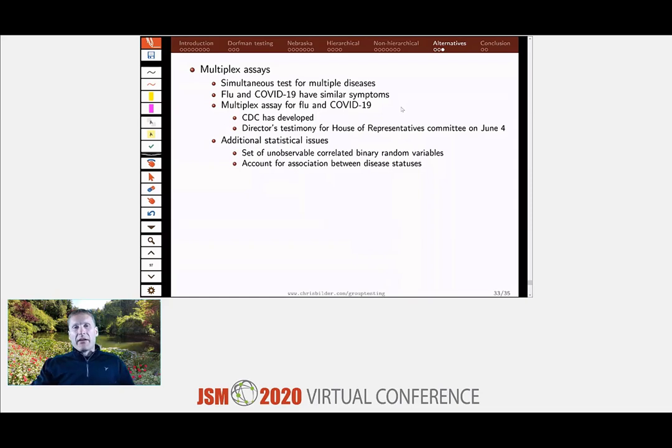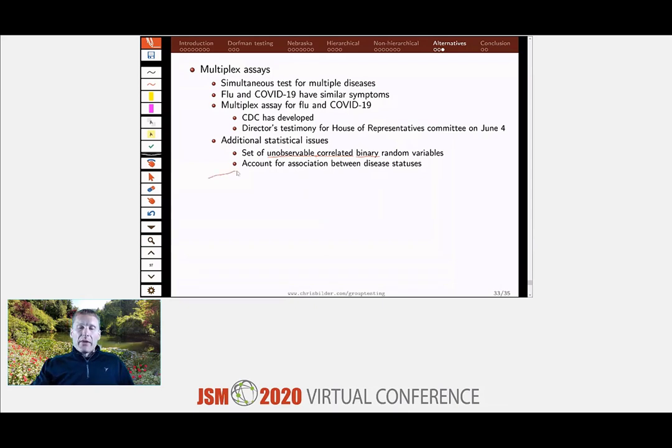In particular, the underlying stochastic framework here is a set of unobservable correlated binary random variables that represent the individual disease statuses of every individual. Binary comes into play because we're testing somebody for a disease, so positive or negative. Correlated comes into play because we're testing an individual for multiple diseases at the same time. And unobservable comes into play because these assays are not 100% accurate, so we have to take into account the possibility of testing error.